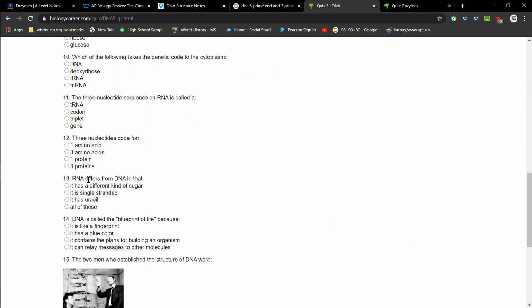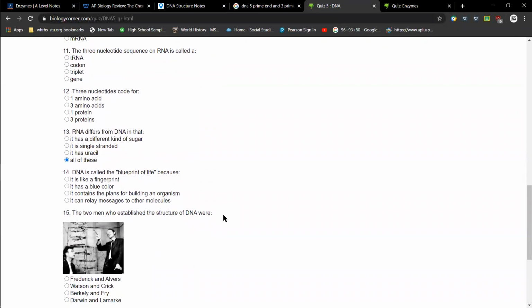So now we come back to this question. RNA differs from DNA because it has a different sugar, it is single-stranded, and it has uracil. The answer to this one would be all of these.